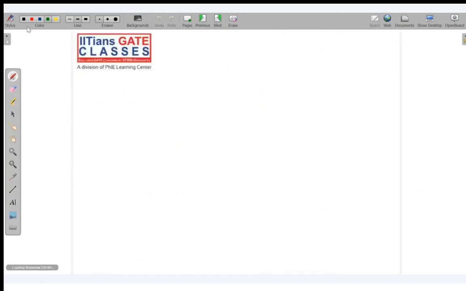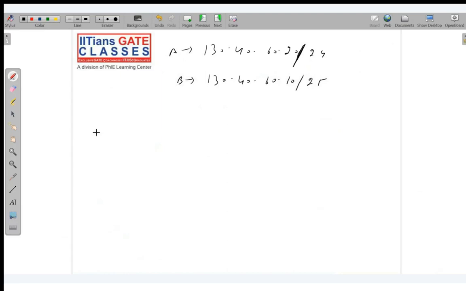Okay, so 130.40.60.20/24, 130.40.60.10/25. Okay, so A and B, same options you can copy. So this is the homework. A will think that B is on the same network, B will think A is on the same network, both or none. You can do it yourself. Very, very easy. I think there is no need to explain. If you have any doubt or something, I can solve it. Please let me know. No, sir.